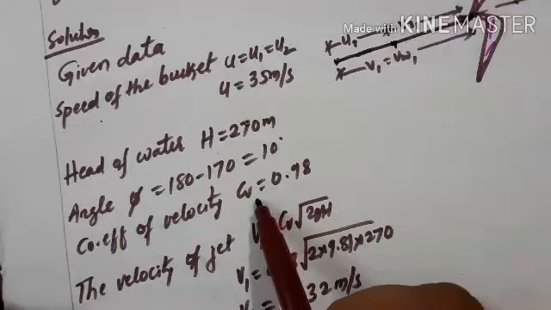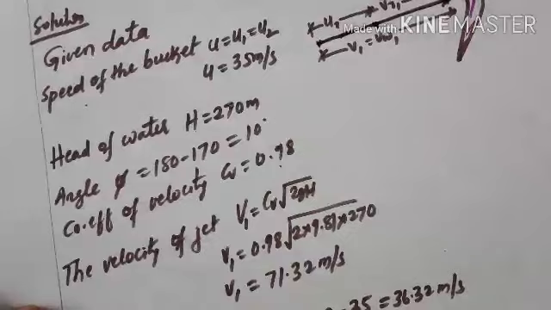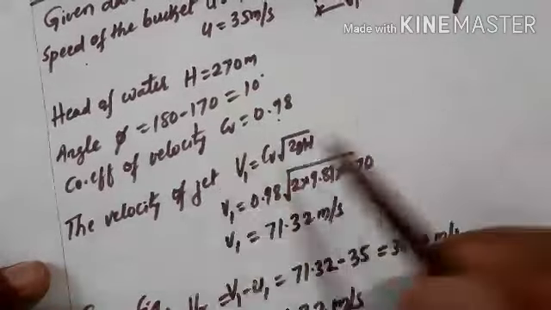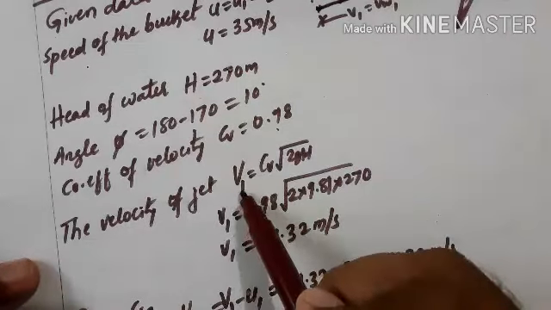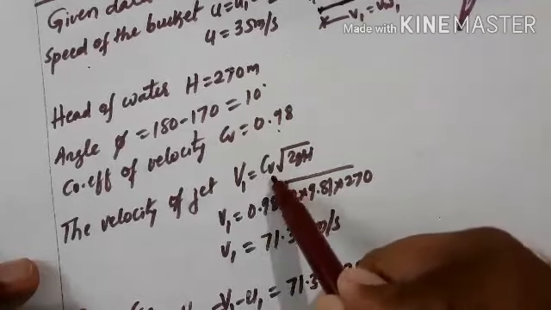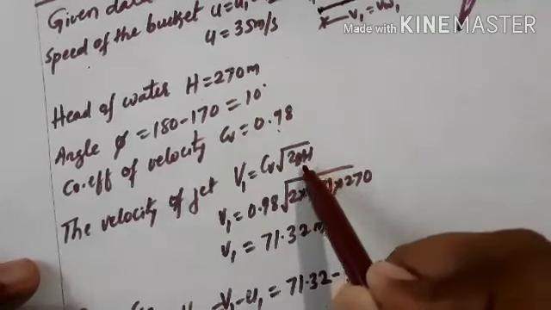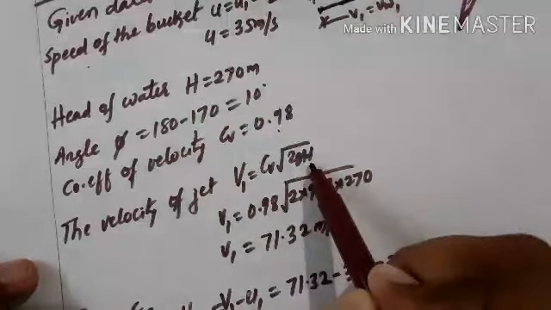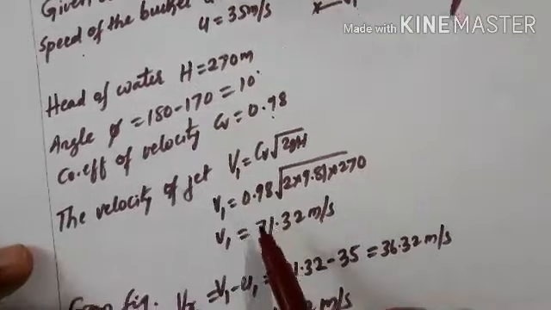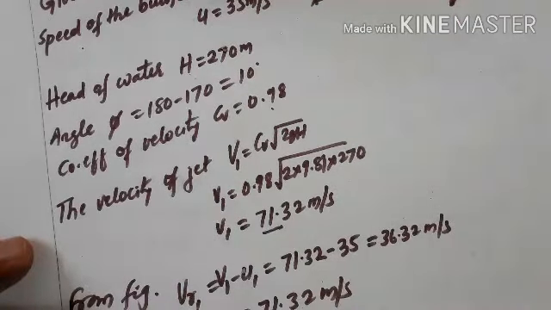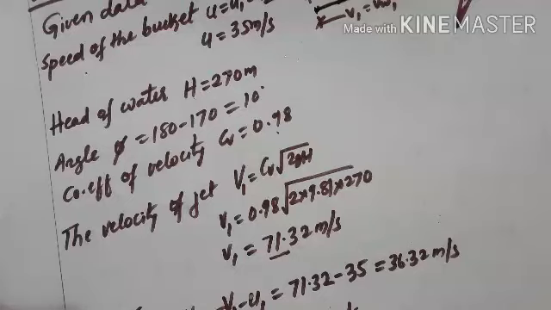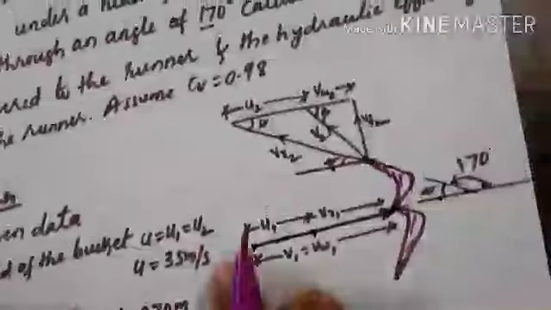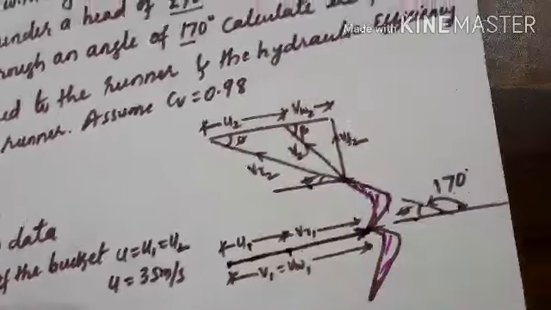Then the coefficient of velocity is given, that is 0.98. Then the velocity of the jet, as you know, that is the actual velocity of the jet will be coefficient of velocity multiplied by root of 2gh. Here H is given, Cv is given. Substitute all the values here, we get the velocity as 71.32 meter per second. Here the drawing of the velocity triangle is very important.